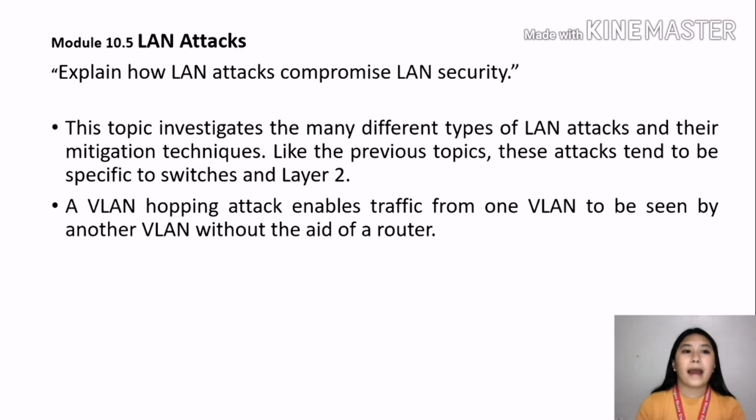Module 10.5, LAN attacks. Explain how LAN attacks compromise LAN security. This topic investigates the many different types of LAN attacks and their mitigation techniques. Like the previous topics, these attacks tend to be specific to switches and layer 2. A VLAN hopping attack enables traffic from one VLAN to be seen by another VLAN without the aid of a router.